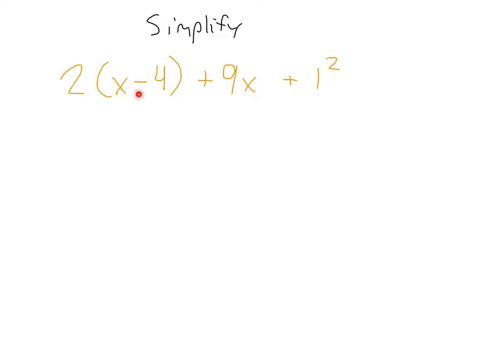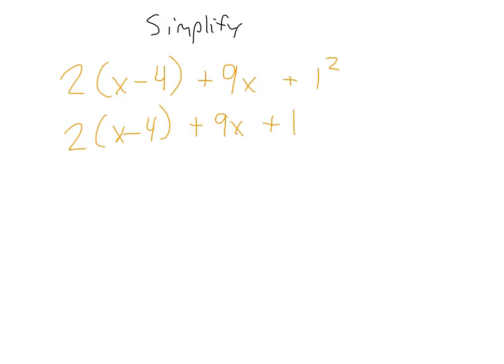Now, the question is, can I do it inside the parentheses, x minus 4? No, I can't, because I can't take x and subtract 4 from it. They're not like terms. So I have to leave it and move to the next thing. Exponents. Well, 1 squared is just 1 times 1, which is just 1. So I'm just going to rewrite it 2 times x minus 4 plus 9x plus 1. Now let's move on to multiplication or division, whichever one comes first. So, oh, I don't see any multiplication, right? Wrong. There is multiplication. Where's it at?